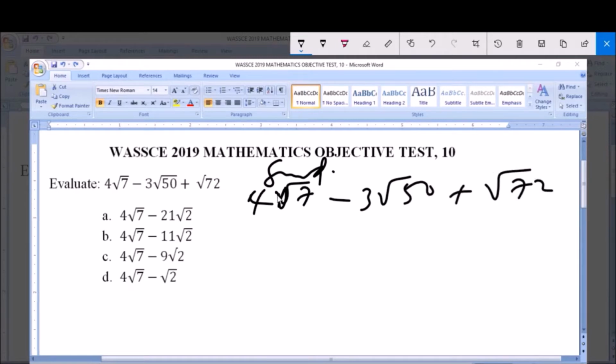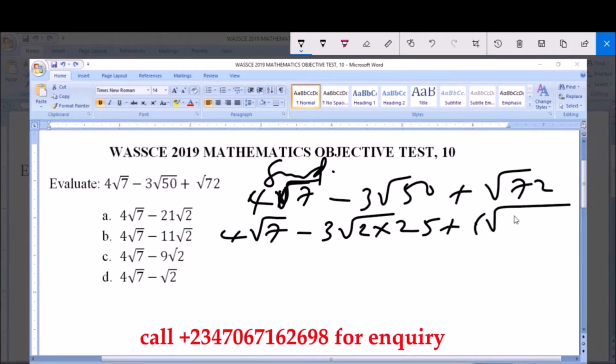Now 4 root 7: the number that is carrying the square root is the number that we mostly simplify. Now 7 is in its basic form. It's a prime number, it doesn't have any factor, so we leave it that way. We have 4 root 7 still, minus 3 root 50. If you divide 50 by 2, you get 25, so we have 3 root of 2 times 25. Then we have root 72, which is the same thing as root 36 multiplied by 2.